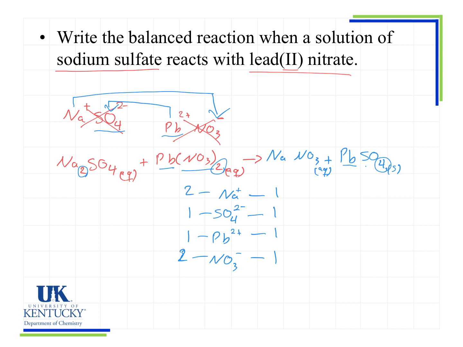To balance it, the first one, sodium: we have 2 in the reactant, 1 in the product, so we need 2 of that, so I write 2 here. So we have 2 sodium, we also have 2 nitrates, so this is 2. Sulfate is 1 and 1, lead is 1 and 1, and nitrate is 2 and 2, so it's balanced. So this is the balanced chemical equation for the precipitation reaction of sodium sulfate and lead nitrate.